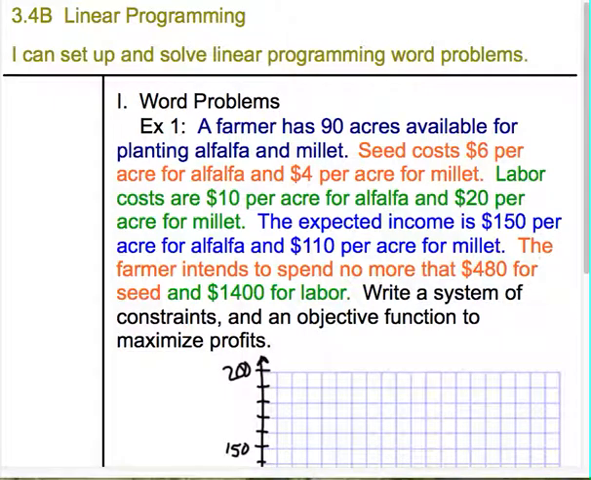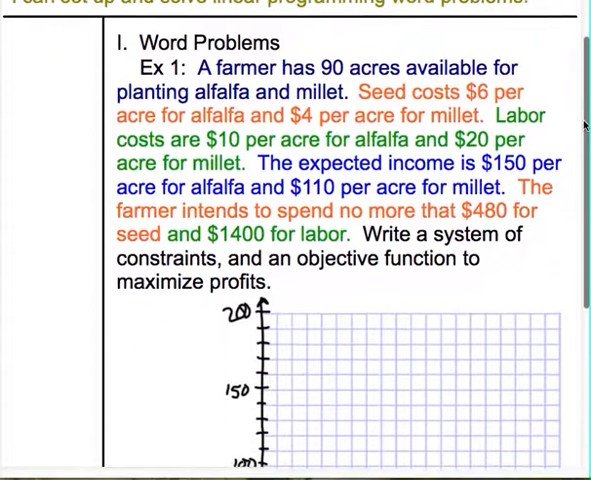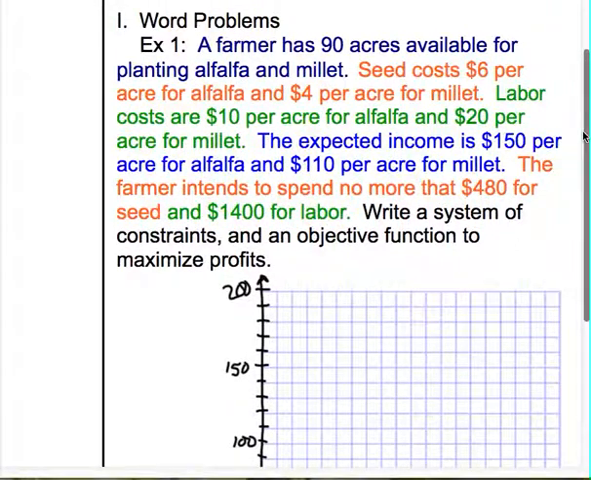All right, so we're taking a look at 3.4b, and as promised, we're looking at some word problems for linear programming. So we're starting out with an example of a farmer who has a set amount of land, 90 acres, available to plant two different types of seed, alfalfa and millet. We're looking at the cost for each type of seed. We're looking at labor costs. We're looking at expected income. We're looking at a budget for seed and labor. So we have a lot going on here, so let's try and dissect some of this.